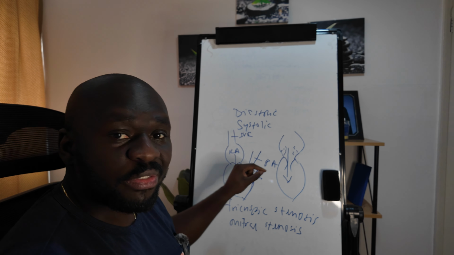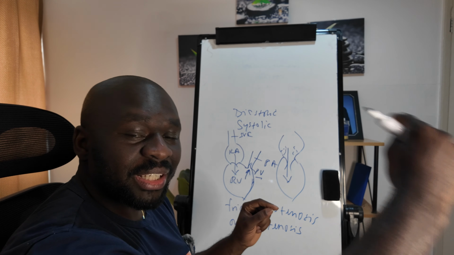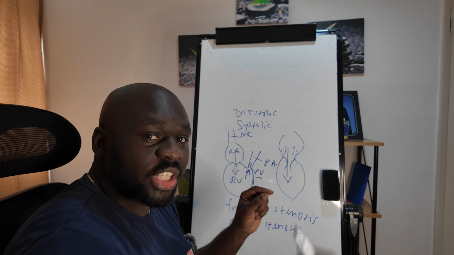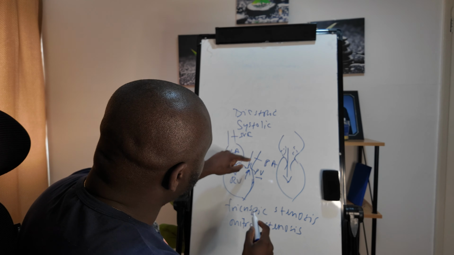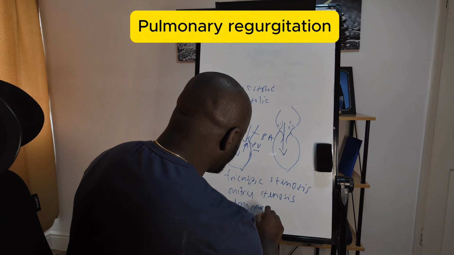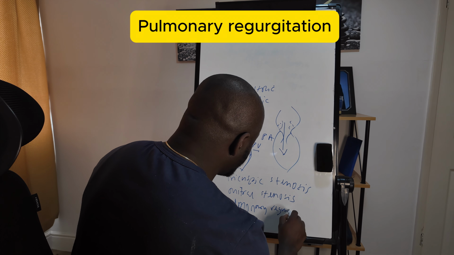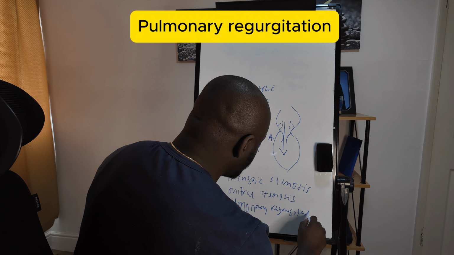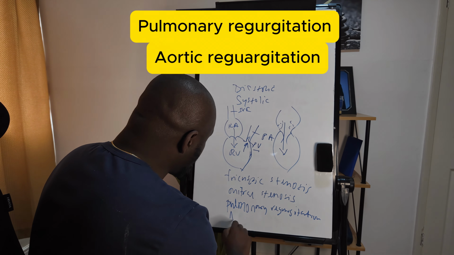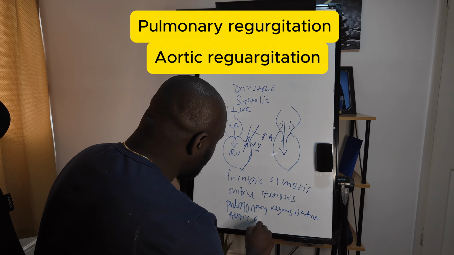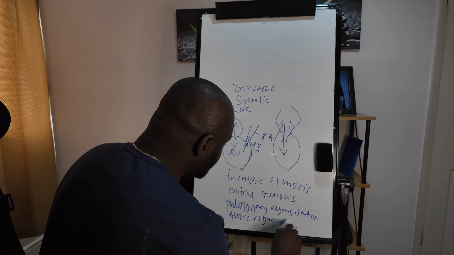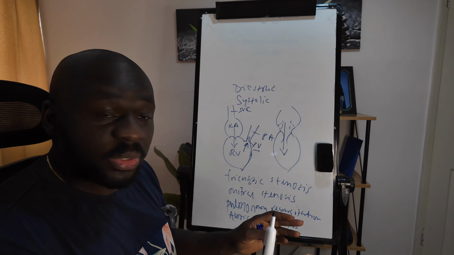If that pulmonary valve is leaky, or if it's on the left part of the heart, if the aortic valve is leaky, you have a regurgitation, a backflow of blood. So pulmonary regurgitation, or if it's happening on the left part of the heart, an aortic regurgitation. You have a diastolic murmur.